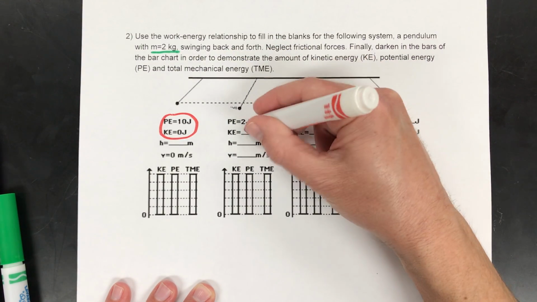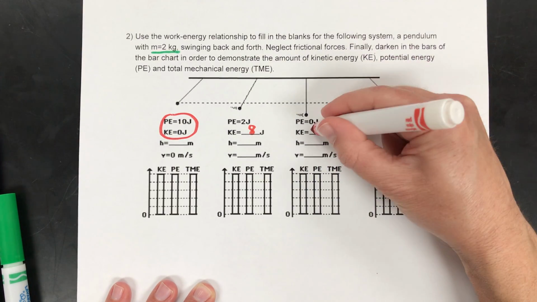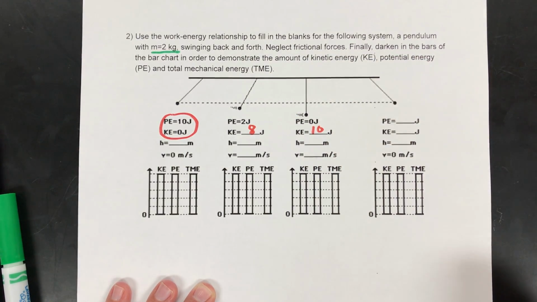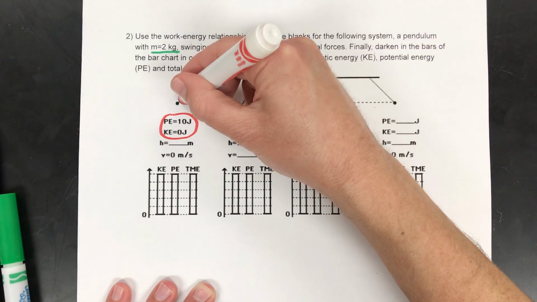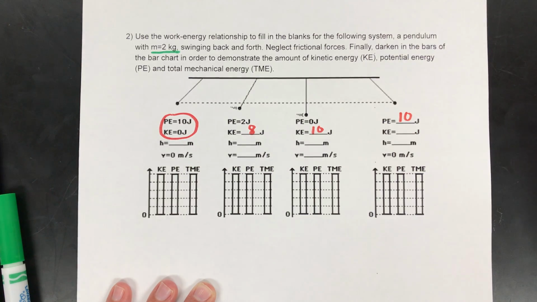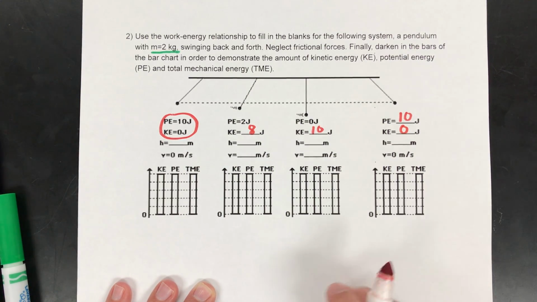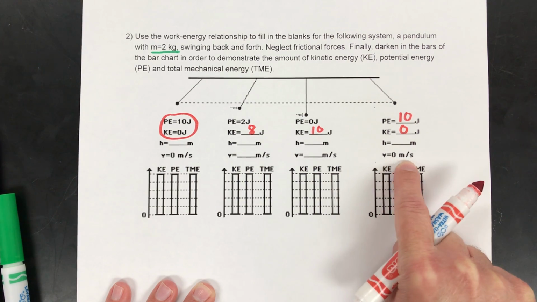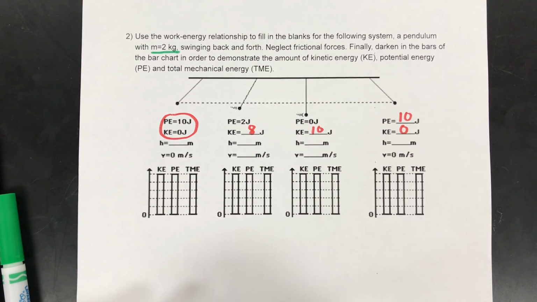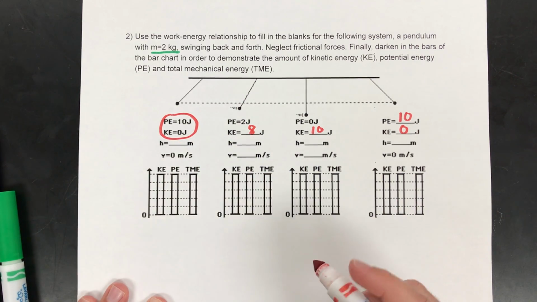Here we have 2 joules of potential, so the other 8 joules must be kinetic. Here we have 0 potential, so all 10 joules must be kinetic. And then back here, we get back to the same height that we were before, so our potential energy must be the same at 10 joules, which means our kinetic energies must be back to 0 joules. Plus, they say 0 velocity here. So now let's find the amount of height or velocity, as the case may be.